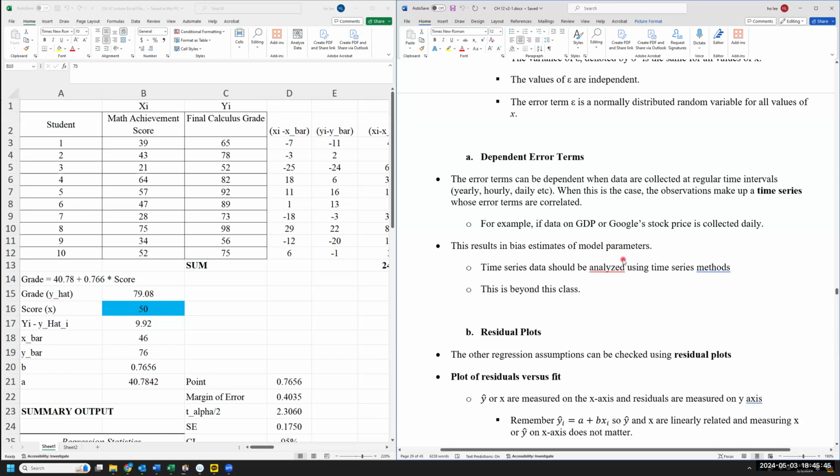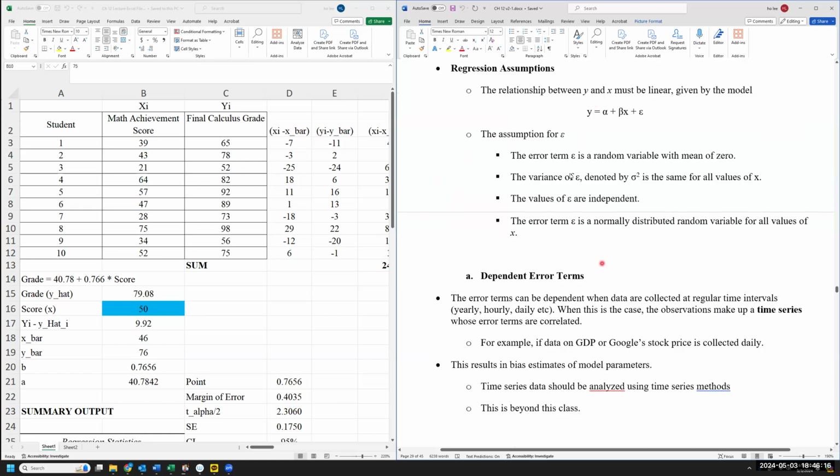When you collect data this way, you will have error terms, the epsilon, being dependent. Meaning the error term that exists in 2020 influences the error term that exists in 2021's data, which influences the error term that exists in 2022's data. This results in a biased estimation of the model parameters. Basically, the error term assumption breaks down. That influences the estimate of alpha or A and the estimate of beta or B.